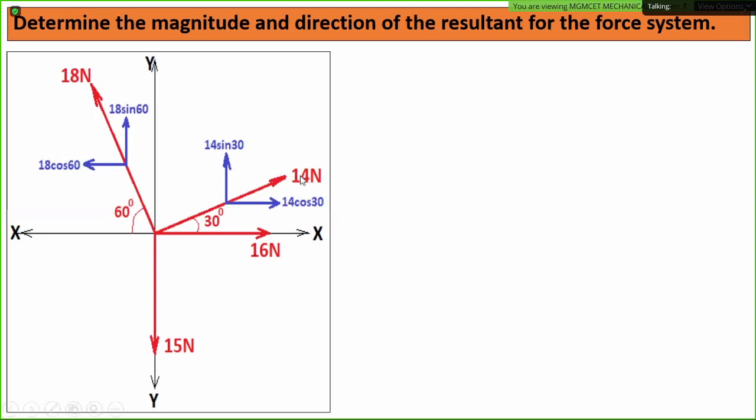For the 14 Newton force, I told you that you have to ask two questions. For the x component, ask one question. For the y component, ask another question. So the first question is, the 14 Newton force, is it acting towards the right or towards the left? Definitely it is acting towards the right. So its x component will be positive, because on the right side we are assuming the x axis is positive. So 14 cos 30 is the x component. Then I have to ask, is the 14 Newton force acting in the upward direction or the downward direction? Definitely you can say the 14 Newton force is acting in the upward direction. So its y component will also be in the upward direction. So 14 sin 30 will be positive here.